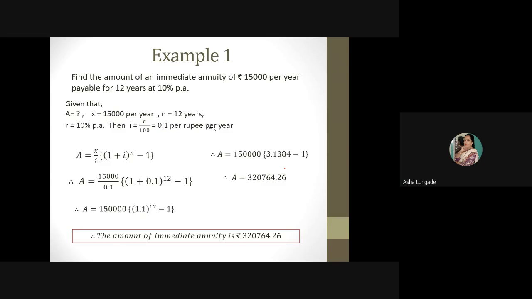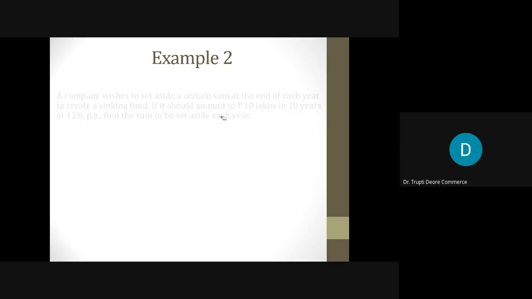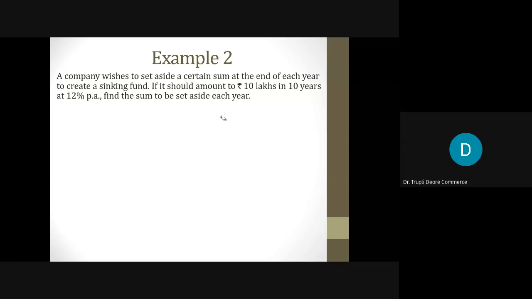Yes ma'am. Okay, let's move forward. Now write the second sum. Write down. A company wishes to set aside a certain sum at the end of each year to create a sinking fund. If it should amount to rupees 10 lakhs in 10 years at 12% per annum, find the sum to be set aside each year.